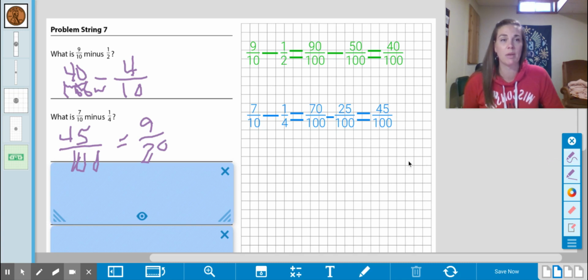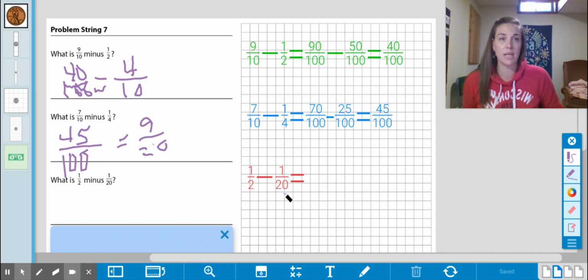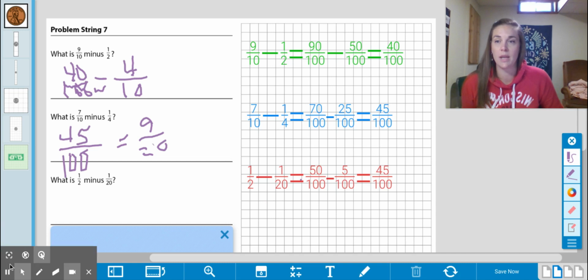All right, our next problem that we're writing down. What is 1/2 minus 1/20? Again, I'm going to have to figure out how I'm going to rewrite 1/2 minus 1/20 using equivalent fractions. I can think about this in terms of money again. So how much is 1/2 of a dollar? How much is 1/20 of a dollar? All right, go ahead and solve. When I rewrote my fractions, I had 50 hundredths minus 5 hundredths equals 45 hundredths. Hey, that's the same answer that we got up here, 45 hundredths. So I could write my answer as 45 hundredths or 9/20.